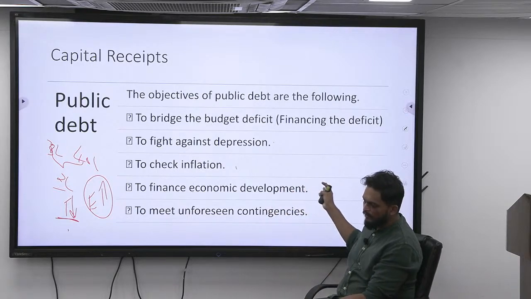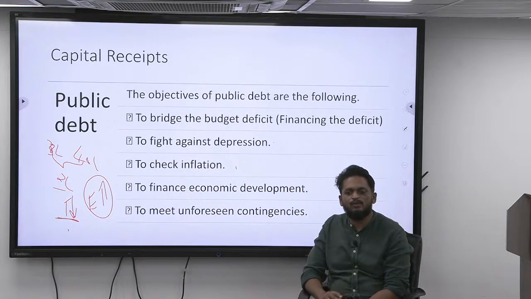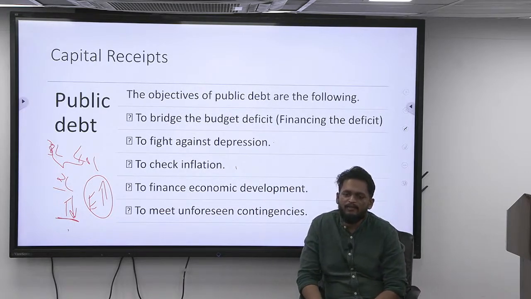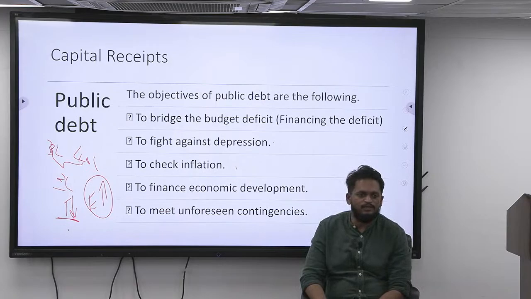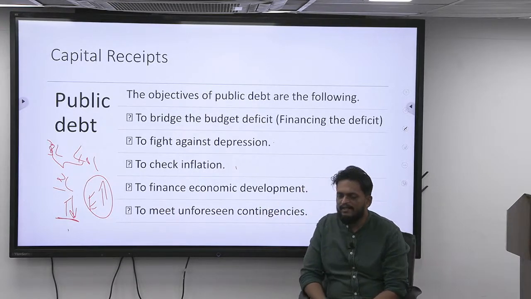So on one side it is good for the economy because development is happening. On the other side it is good for government also. It is maybe even making a profit. You understood this? So this is financing economic development. Then meeting unforeseen contingencies.